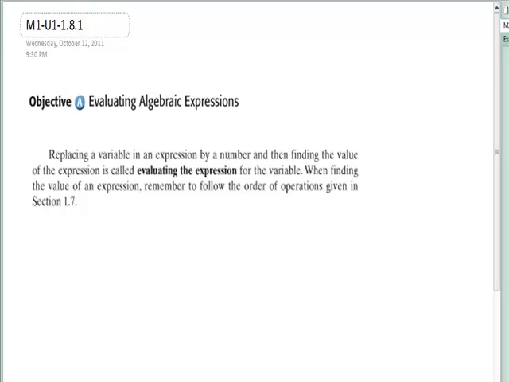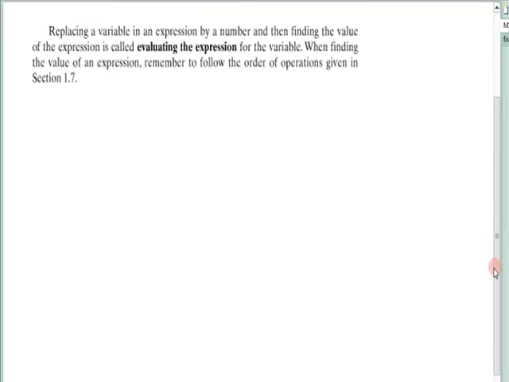The objective of this lesson is to evaluate algebraic expressions. There is some information that you would find in your textbook. It says replacing a variable in an expression by a number, and then finding the value of the expression is called evaluating the expression for the variable. When finding a value of an expression, remember to follow the order of operations that were given in section 1.7.